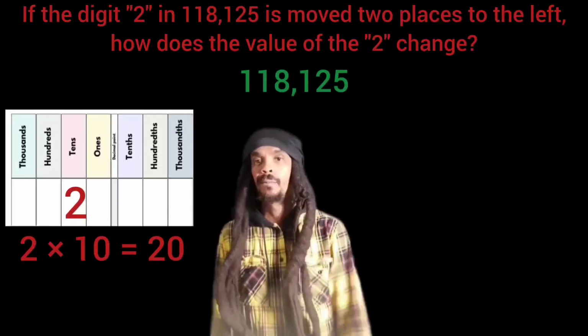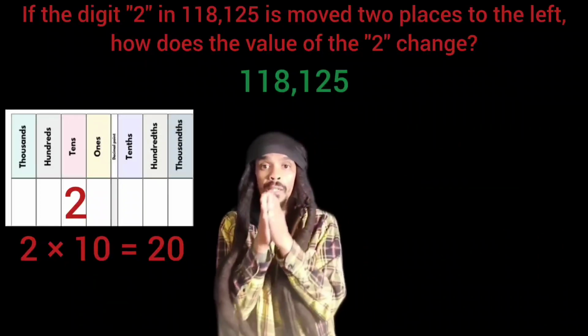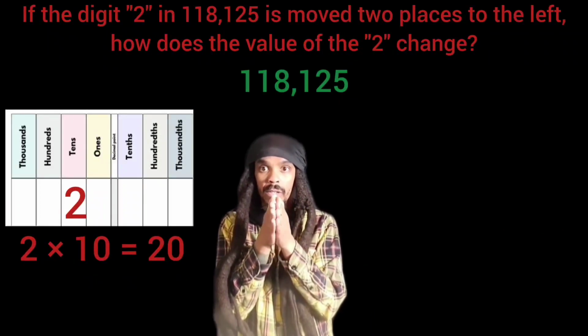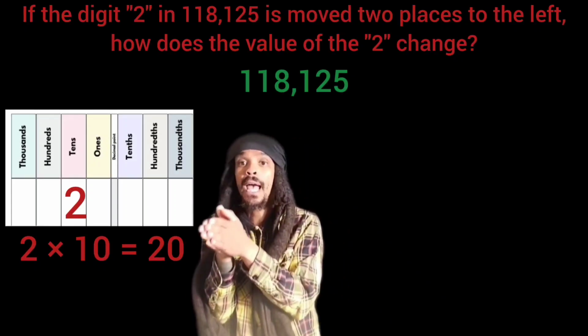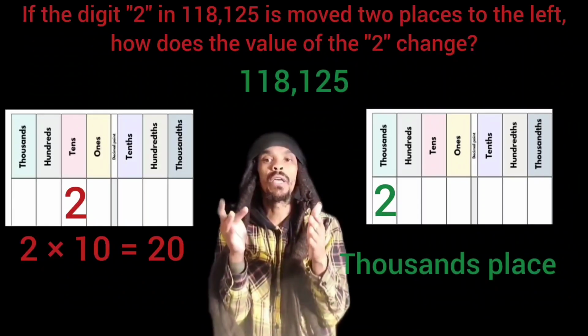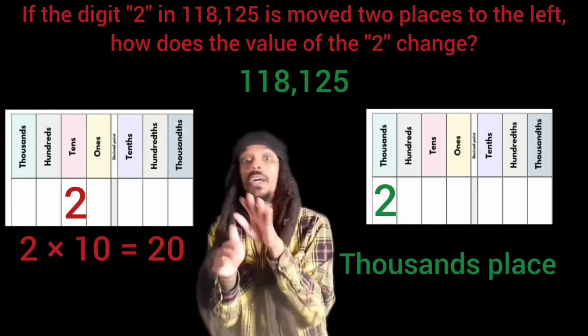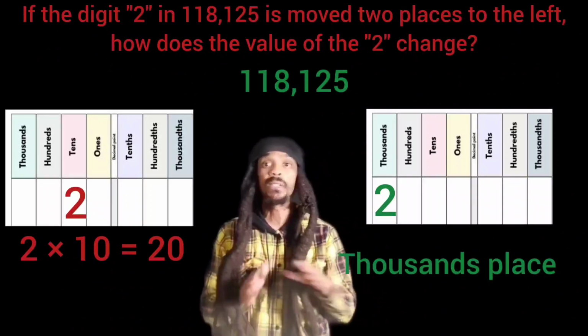Well, let's go. All right, so that 2 in the tens place is going to move to the left 1 time, which takes it into the hundreds place. And then we're going to move it 2 times. So now that 2 is in the thousands place. I'm sorry, not thousandths. I hope I said that correctly because that's very important. There's a very big distinction.